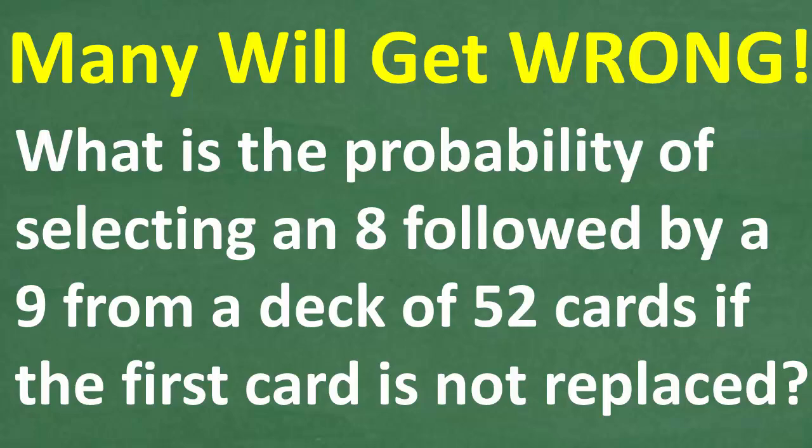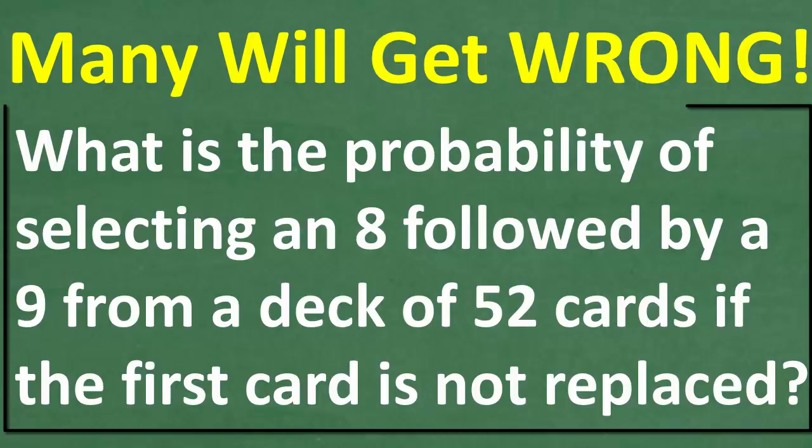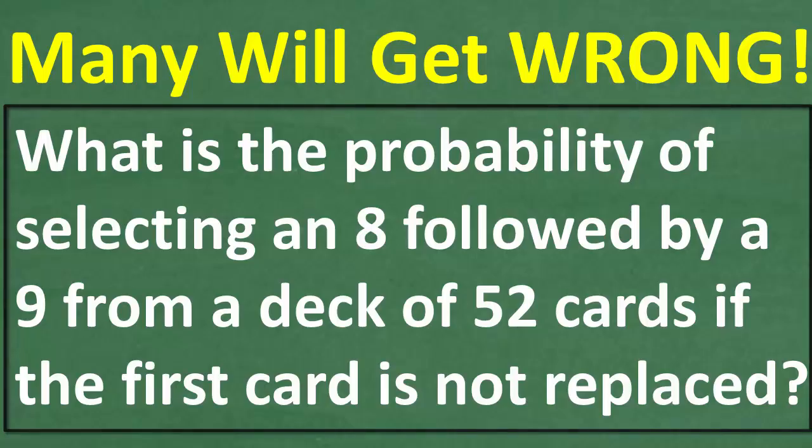Okay, so get ready to put your math skills to work to solve this interesting little math word problem. Matter of fact, let me go ahead and read the problem. It is the following. What is the probability of selecting an 8 followed by a 9 from a deck of 52 cards if the first card is not replaced? Okay, so that is the question.